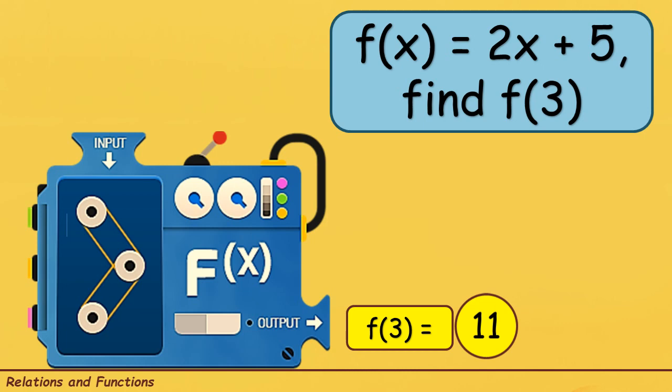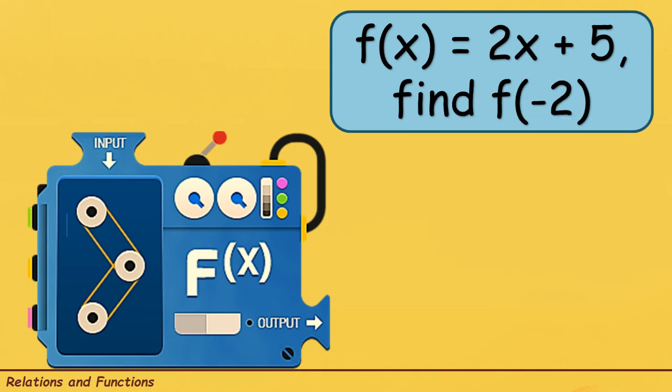Okay, now, another one. F of x is equal to 2x plus 5. Find f of negative 2. So this time, ang x natin is negative 2. All you have to do is to find the value of y. 30 seconds, go.